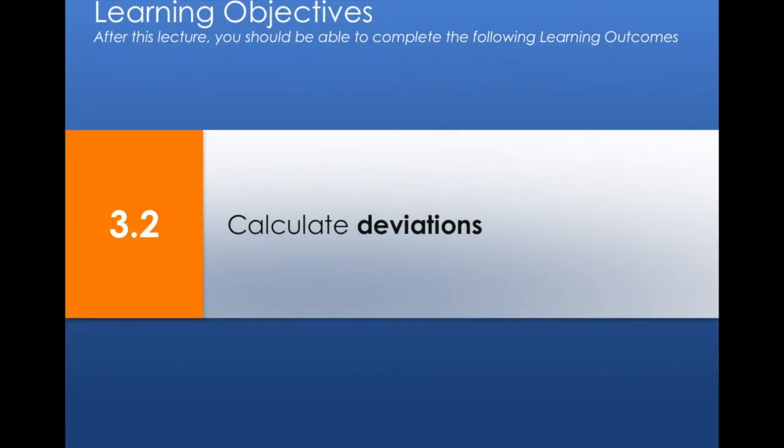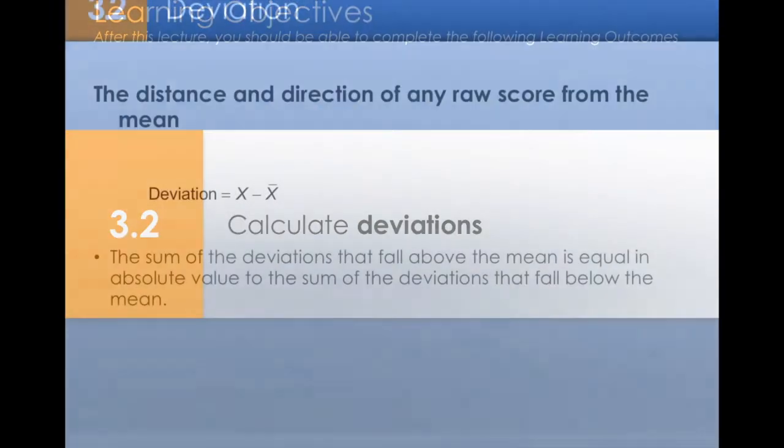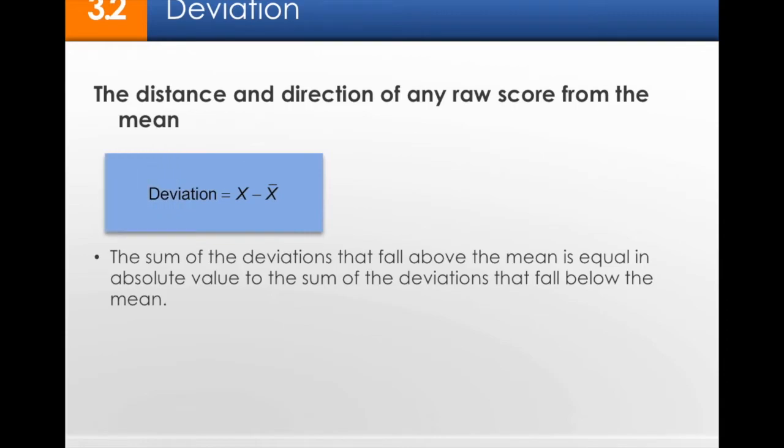Okay, the next concept we're going to talk about is deviations. Okay, so this is basically the distance and direction of any raw score from the mean. So remember we had that average a couple minutes ago of 6.25 years for a prison sentence. So a deviation would be how far away from that average, 6.25, any other score lies. Okay, so it's the score you're looking at minus the average.